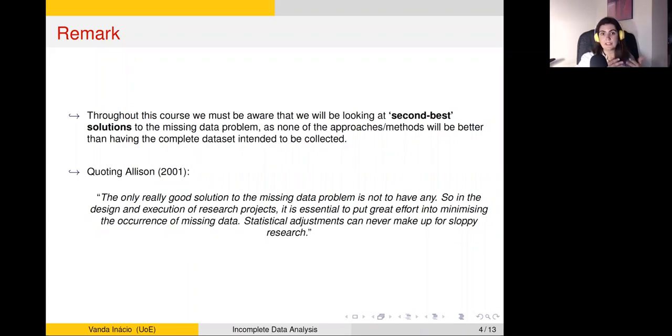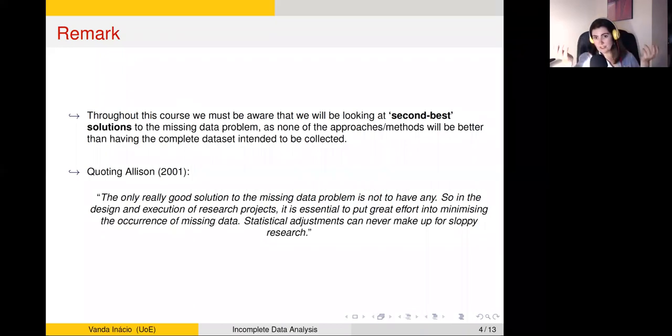And here I will be quoting Ellison, who is the author of a book about missing data, and he has written the following: the only really good solution to the missing data problem is not to have any. So in the design and execution of research projects, it is essential to put great effort into minimizing the occurrence of missing data. And this is a very important point.